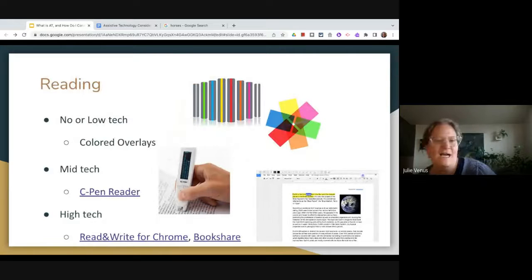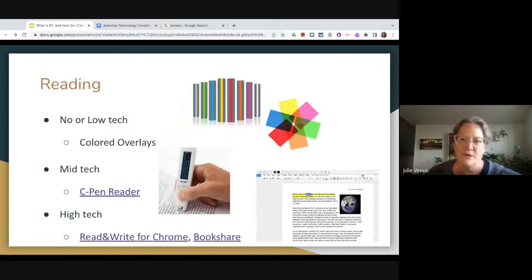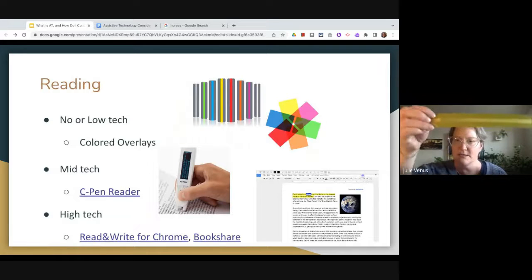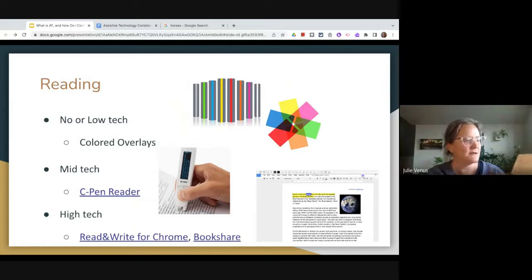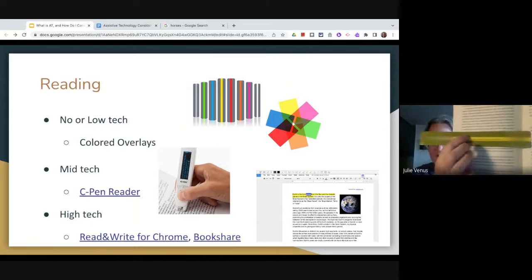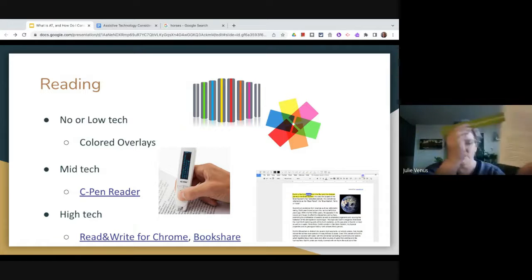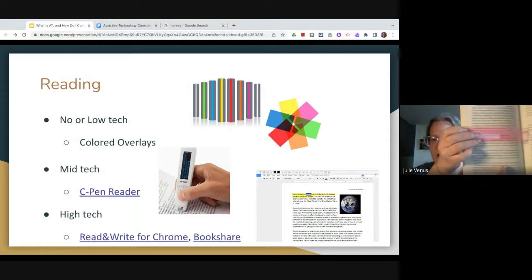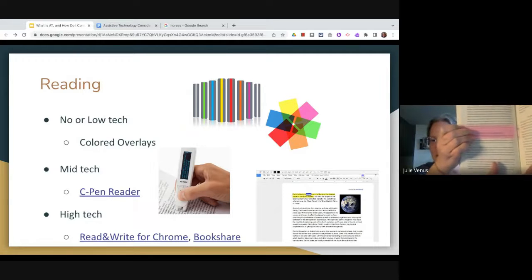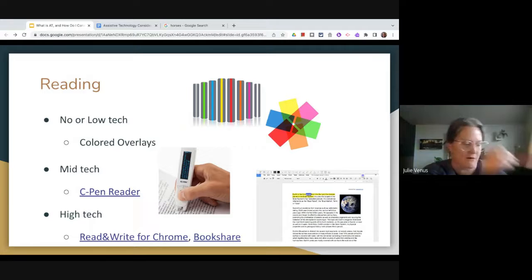Reading, again, we're flying here, but I just want to show you quick options of some of these. In reading, some no or low tech options are things like colored overlays. There are these strips that will mask above and below and then highlight the text that you put in the middle. So it basically just isolates one line of text for a student. There are other ones that will highlight a larger area and do some magnifying. Not sure if that's clear there.